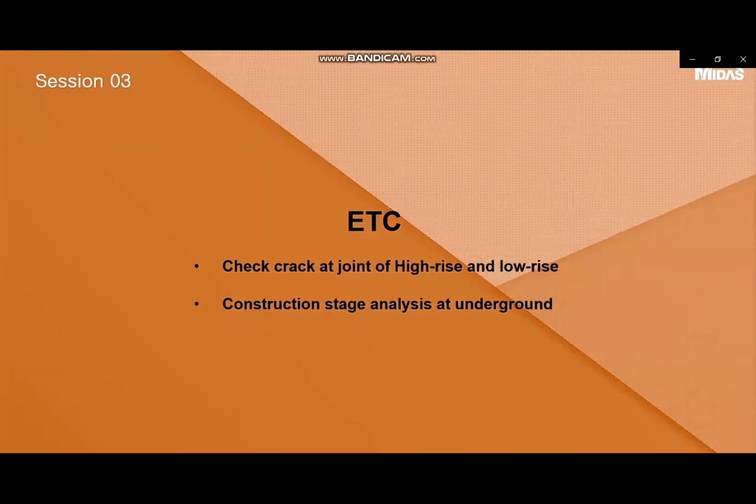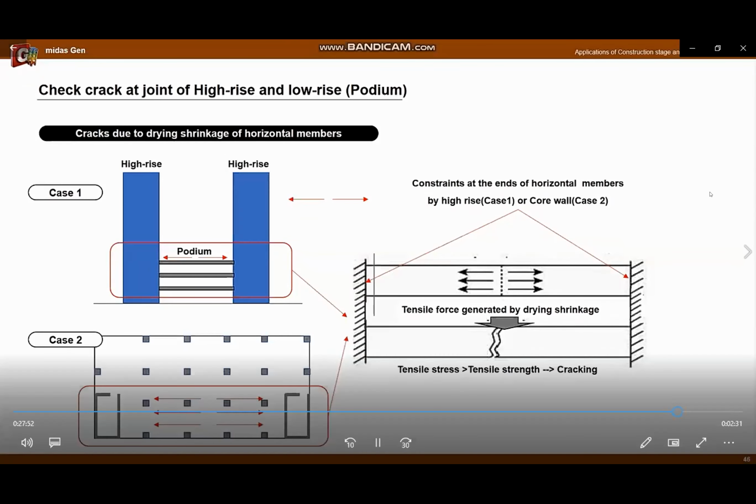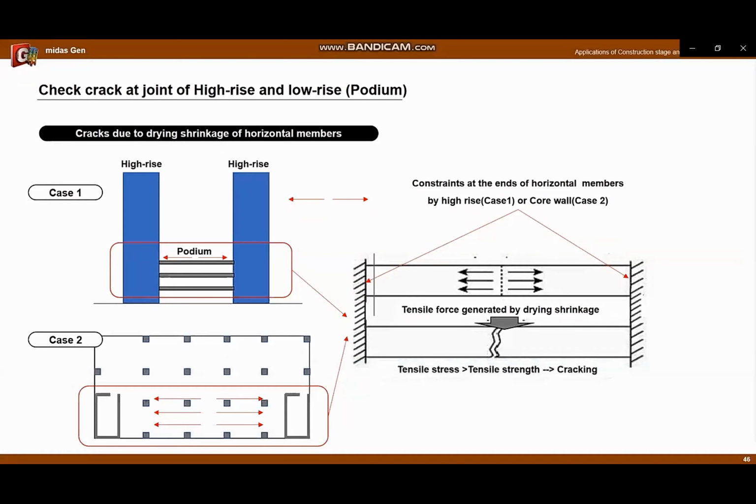Finally, I would like to introduce other engineering tasks that can use construction stage analysis. First, it is to check a crack caused by drying shrinkage of horizontal members. In the case of a horizontal member installed between high-rise buildings like Case 1 or core walls as Case 2, strong restraint occurs at both ends of the horizontal member. And the cracks occur when tensile force is applied by drying shrinkage, as shown in the figure on the right. And it will cause problems in the serviceability and durability of the structure.